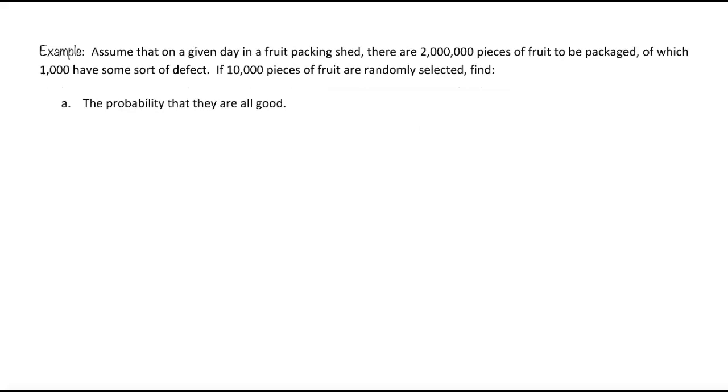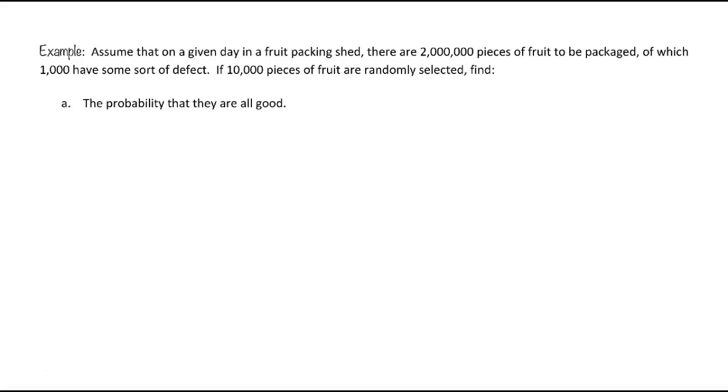Assume that on a given day in a fruit packing shed, there are 2 million pieces of fruit to be packaged, of which 1,000 have some sort of defect. If 10,000 pieces of fruit are randomly selected, find the probability that they are all good. Let's think about this one piece of fruit at a time.